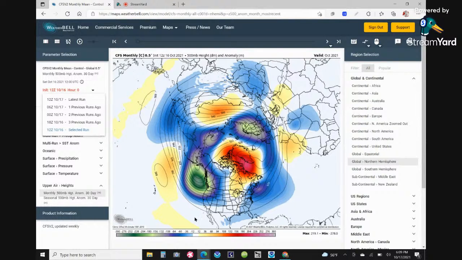So it's showing a pretty strong trough off the West Coast, strong blocking signature indicative of the strat warm, and a trough backing in to the East Coast.